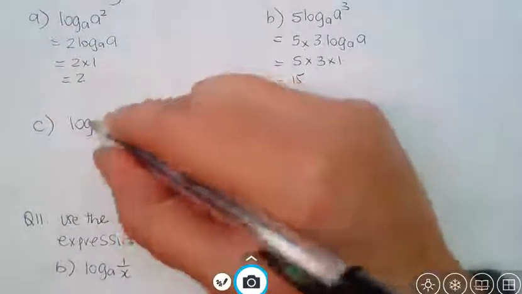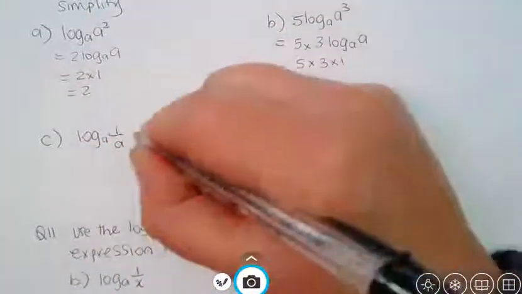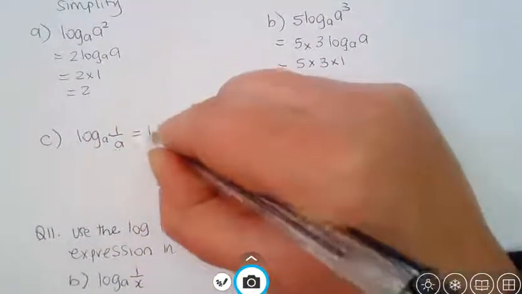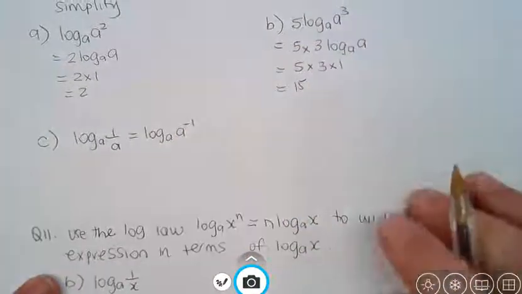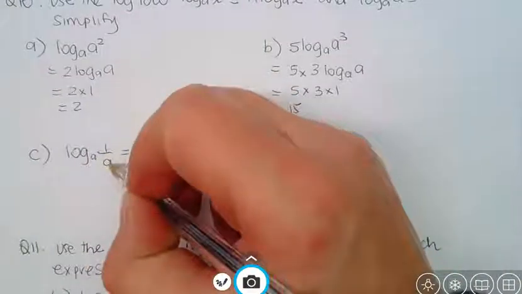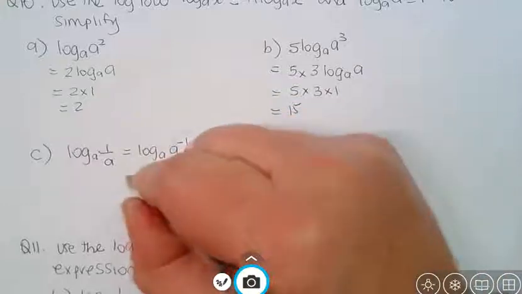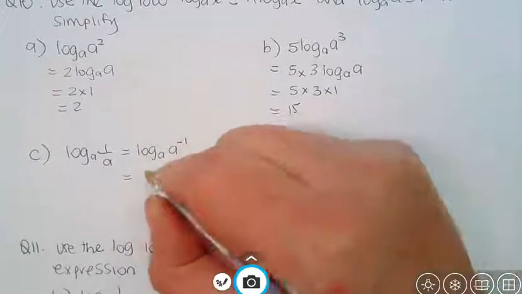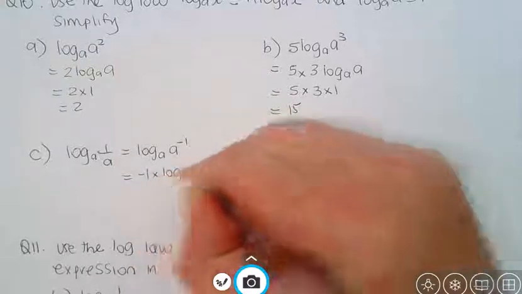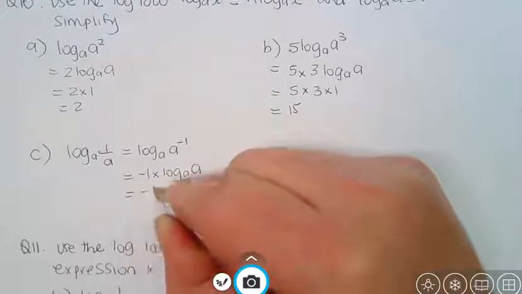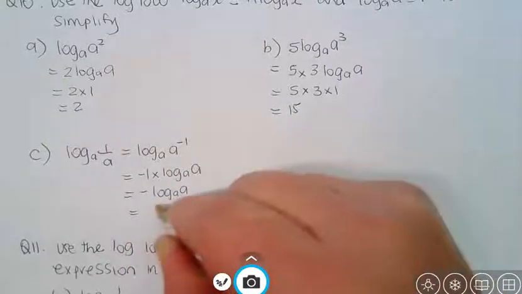Now we want to use this log law with a power. Log to the base a of 1 on a is the same as log to the base a of a to the power of -1, because 1 over a is a to the power of -1. Using that power law, the -1 comes to the front, so that's -1 times log to the base a of a, or just negative log to the base a of a. Now we know that log to the base a of a is 1, so it's -1.